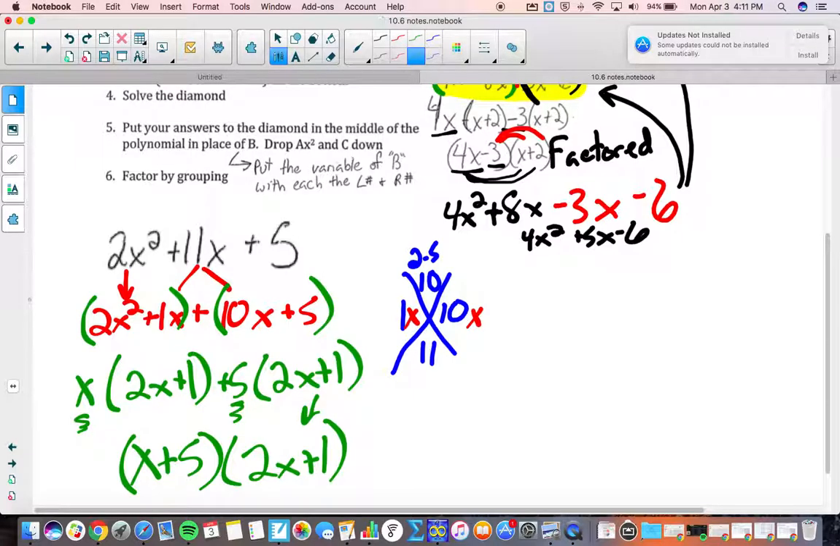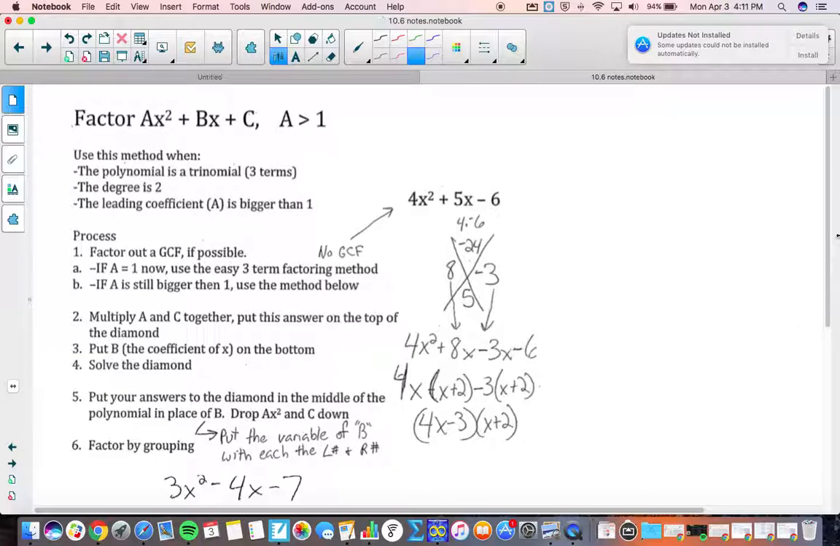And again, if you foiled that together or multiplied it back together, you would get this thing once you combine like terms. Let's try that one more time. It's pretty fun.